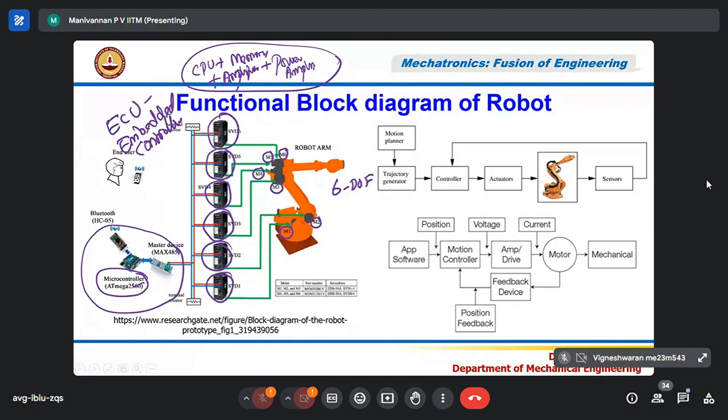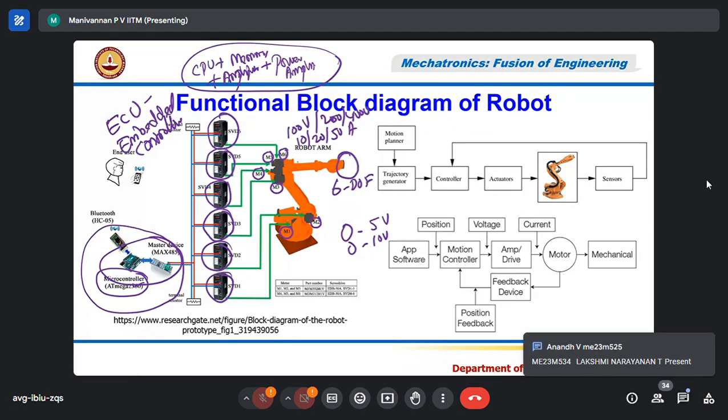What is a power electronic circuit? It amplifies the signal coming from the computer. The signal coming from the computer will be 0 to 5 volts or 0 to 10 volts only. But the motors may be working at 100 volts or 200 volts or 400 volts depending upon power requirement, and may take current of 10 amps or 20 amps or 50 amps, anything. Depending on the load it is going to carry, motor power will be selected and the motor will be operating at high voltage.